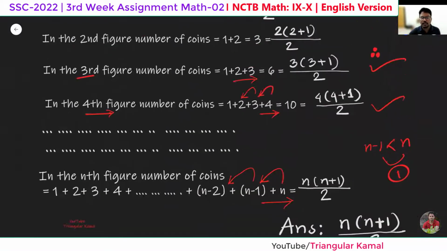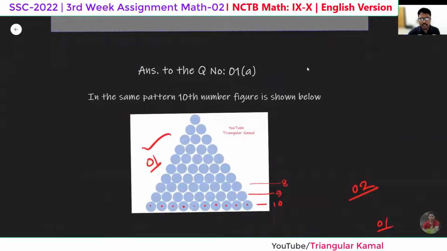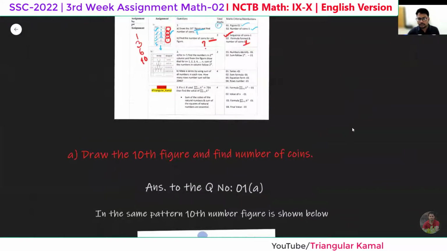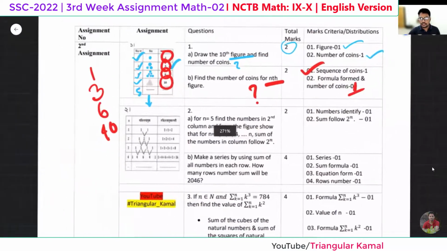Now let's see the second question. Then we will show the answer here. Now, dear students, you can see the second question. Another diagram is given here. In this diagram, the first column has a 1, the second column has a 2, and the third column has a 3. In the first row there are 1 and 1, and 1 plus 1 equals 2. In the second row, 1, then 1 plus 1 which is 2, then 1. So 1, 2 and 1 sum to 4.